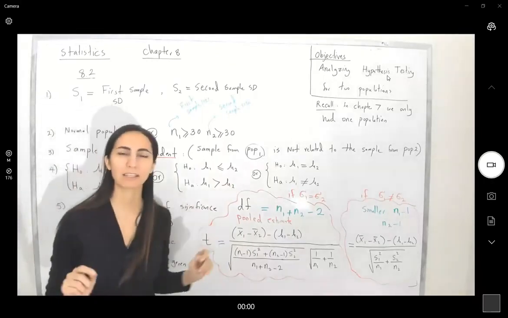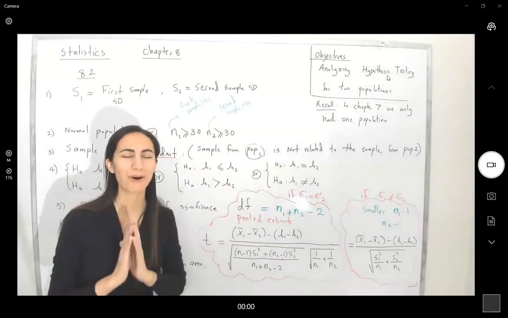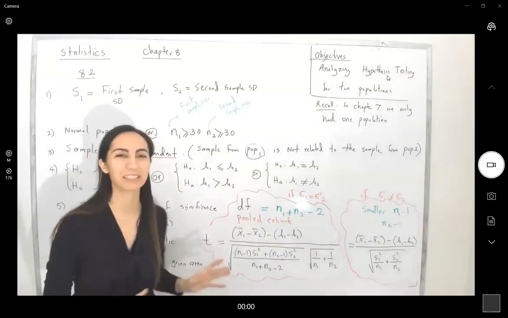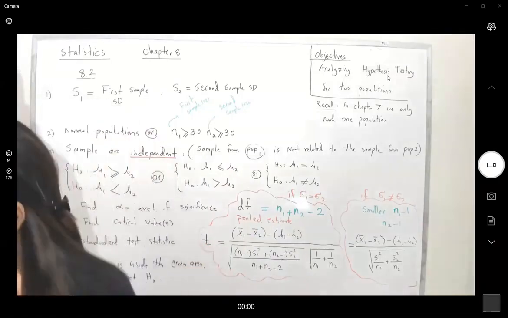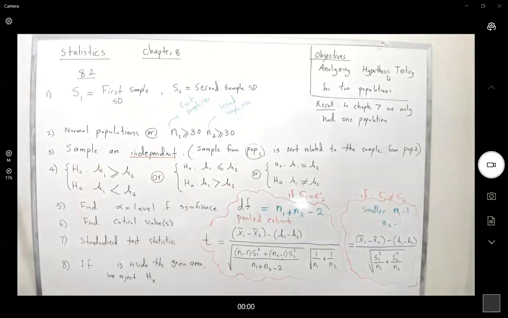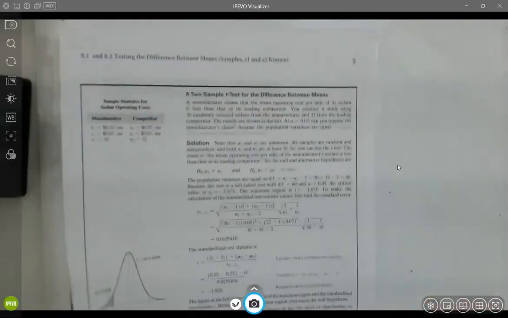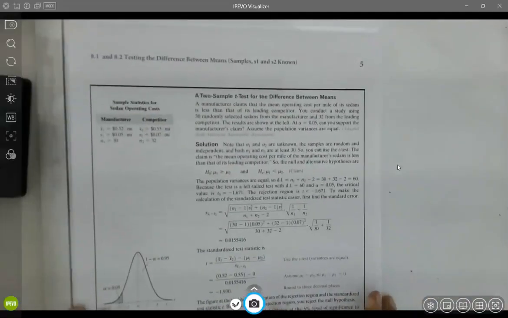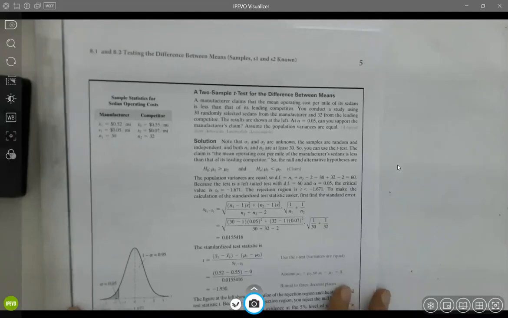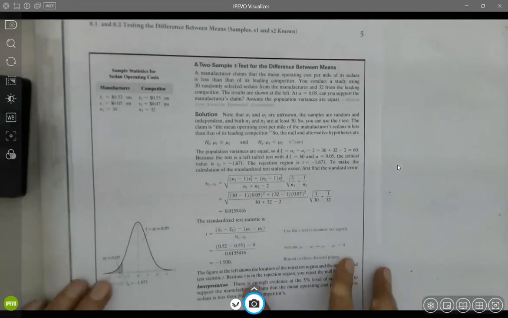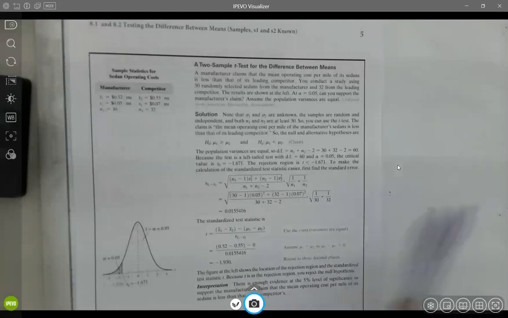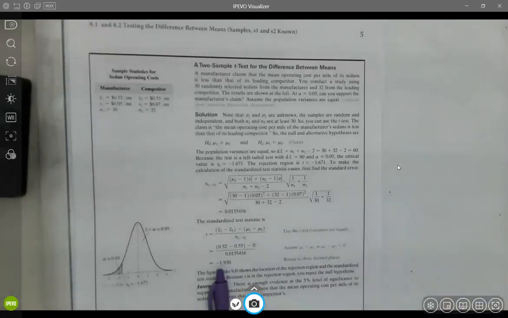Okay. Now let's go over one example to feel more comfortable about using these formulas. So we are on the last page of the 8.1, 8.2 notes. Let's read this first, see what information is given to us. Then we go over our calculator.